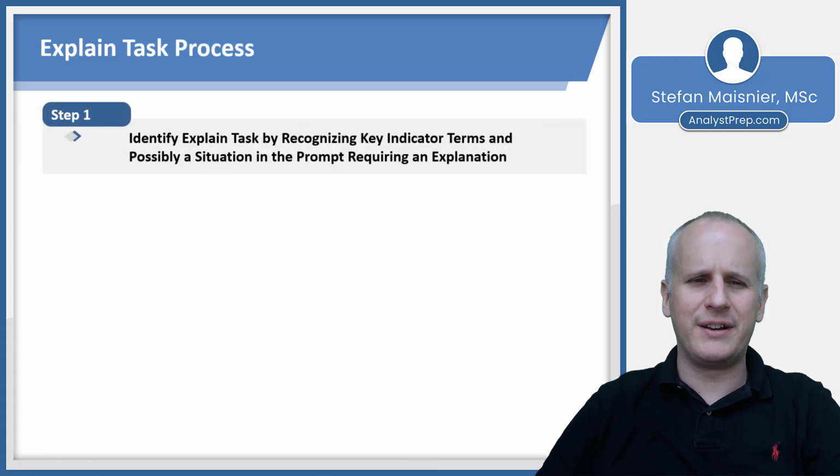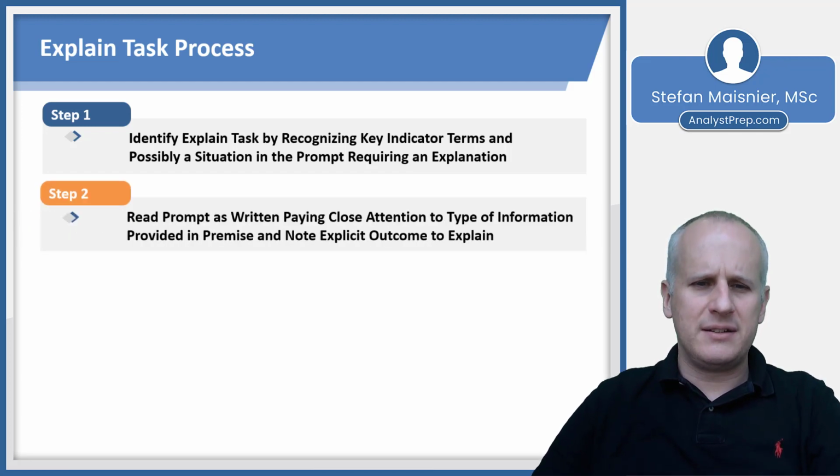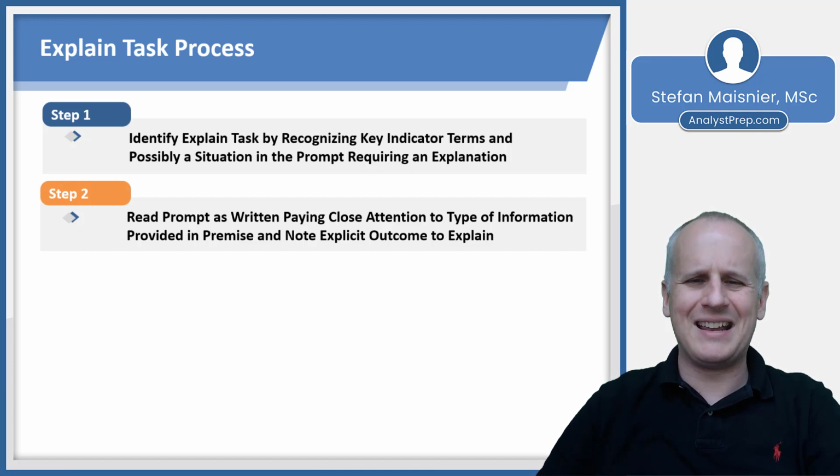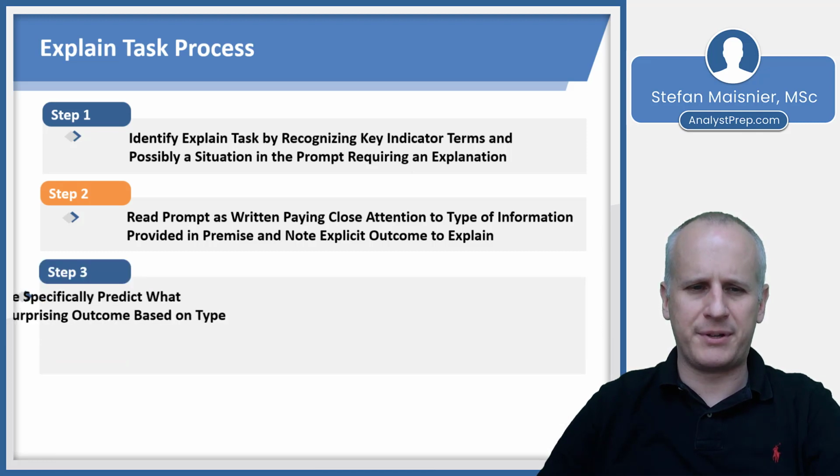So moving on to our process. Step one, identify the explain task by recognizing the key indicator terms and possibly a situation in the little question stem prompt requiring an explanation. Then step two is to read the full paragraph prompt as written, paying close attention to the type of information provided in the premise and note the explicit outcome or conclusion that needs further explanation.